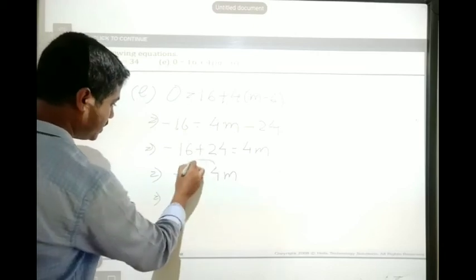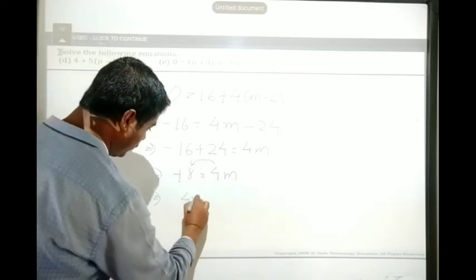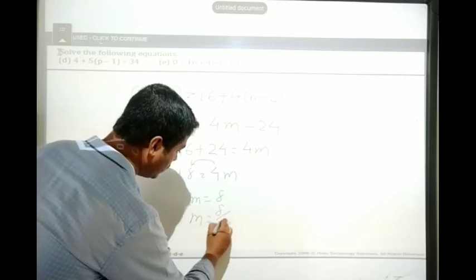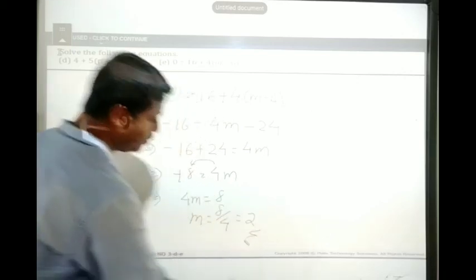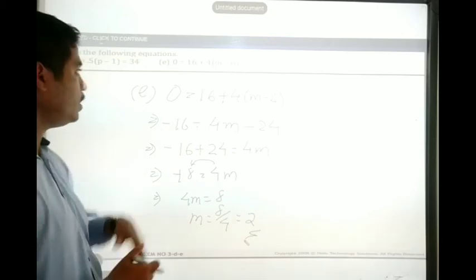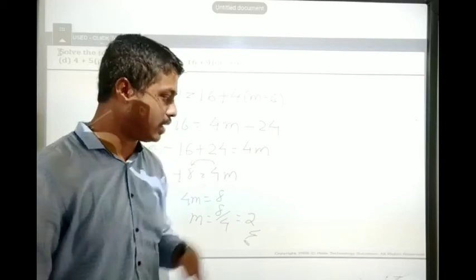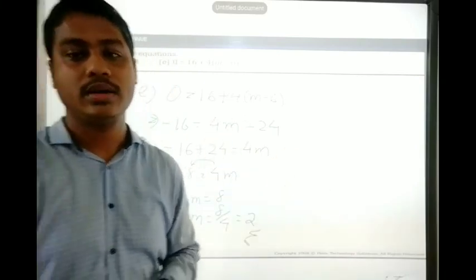So again you just interchange the position, 4m will be equal to 8 or m will be equal to 8 by 4. So 8 by 4 will be equal to 2. So this is the solution for question E. So any question left out in this exercise, you have to try it by yourself because most of the questions I have already done.